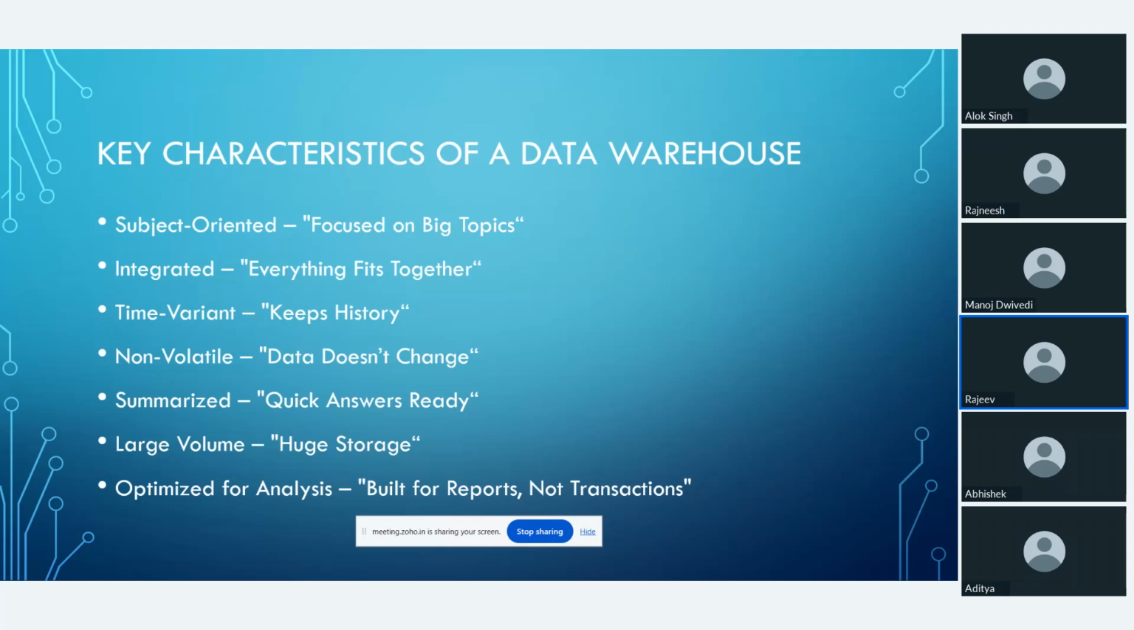The third feature is that it keeps history. This is time variant. Unlike your regular relational database, which might keep only recent data, like your daily transaction data, a data warehouse stores years of historical records. So a business can compare this year's sales data with last year's sales data to track the trend over time. This also gives us a benefit: it stores a large amount of historical data.